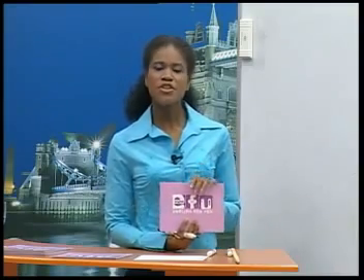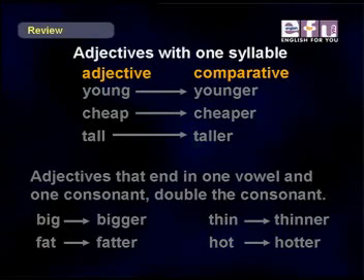Now here is another chart about adjectives. Please take a look. Okay, adjectives with one syllable. We have, for example, young. In its comparative form, it becomes younger. And cheap becomes cheaper. However, tall, notice the spelling, in its comparative form, it becomes taller.